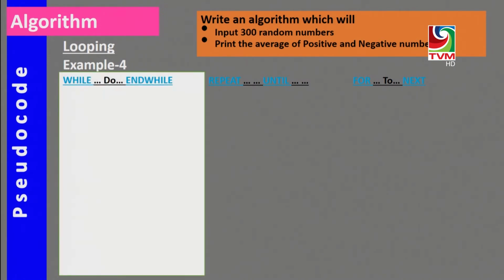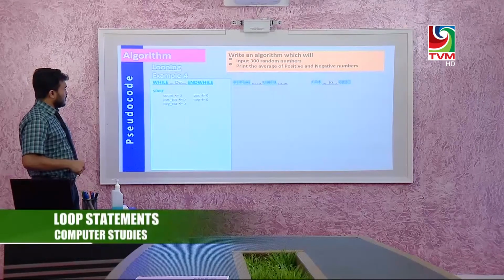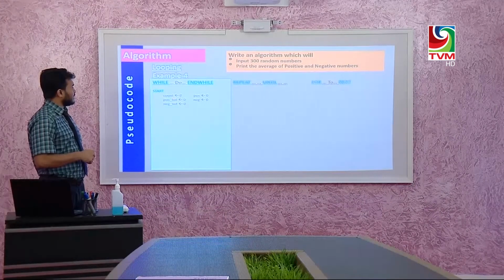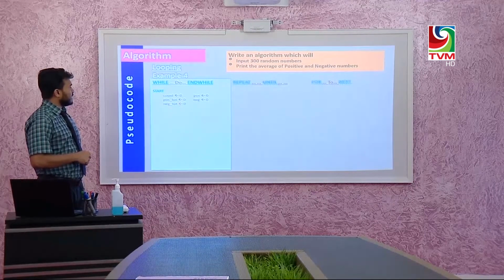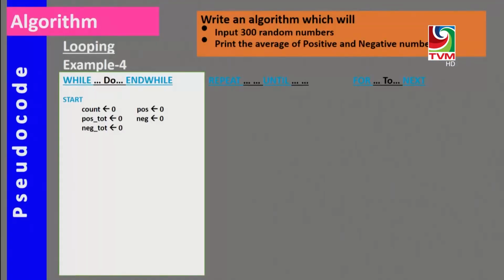Now let us see how it is in while, do and while. Start. Now I have used certain variables here. Count is used to do the counter in the loop. Pos total is the total of the positive numbers. Neg total is the total of the negative numbers, and pos and neg are the counting of how many numbers are positive and how many numbers are negative.